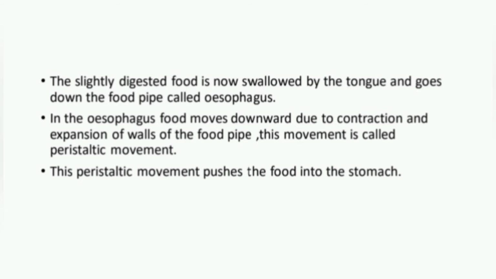Now the partially digested food is swallowed by the tongue and goes down the food pipe called the esophagus. The esophagus carries food to the stomach. This happens as follows. The wall of the food pipe has muscles which can contract and expand alternately. When the slightly digested food enters the food pipe, the wall starts contraction and expansion movements. This movement is known as the peristaltic movement. This peristaltic movement further pushes the food into the stomach.